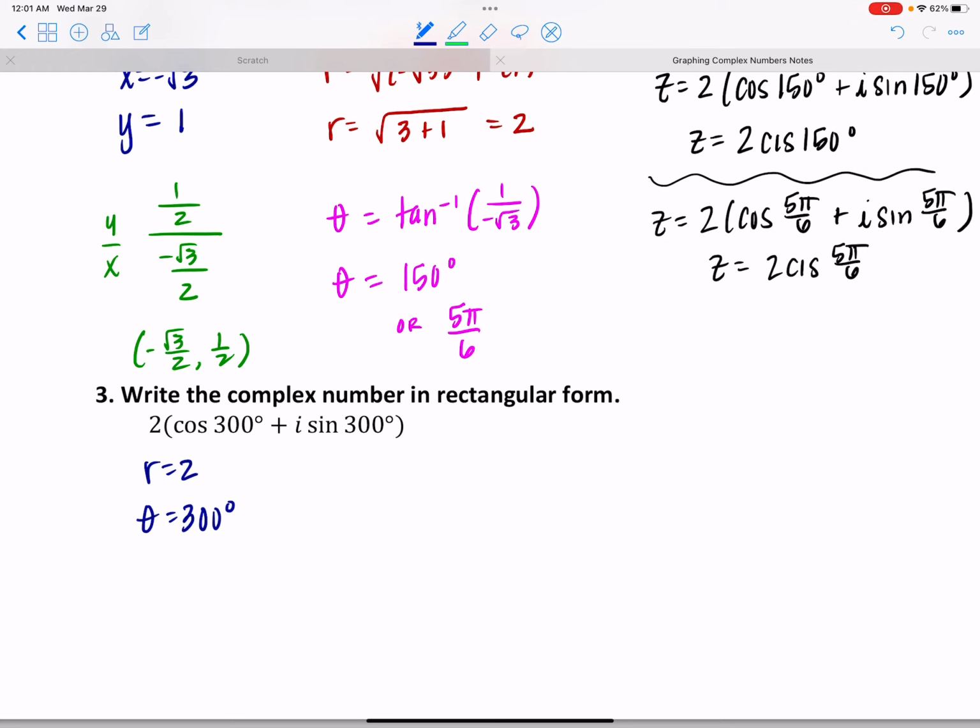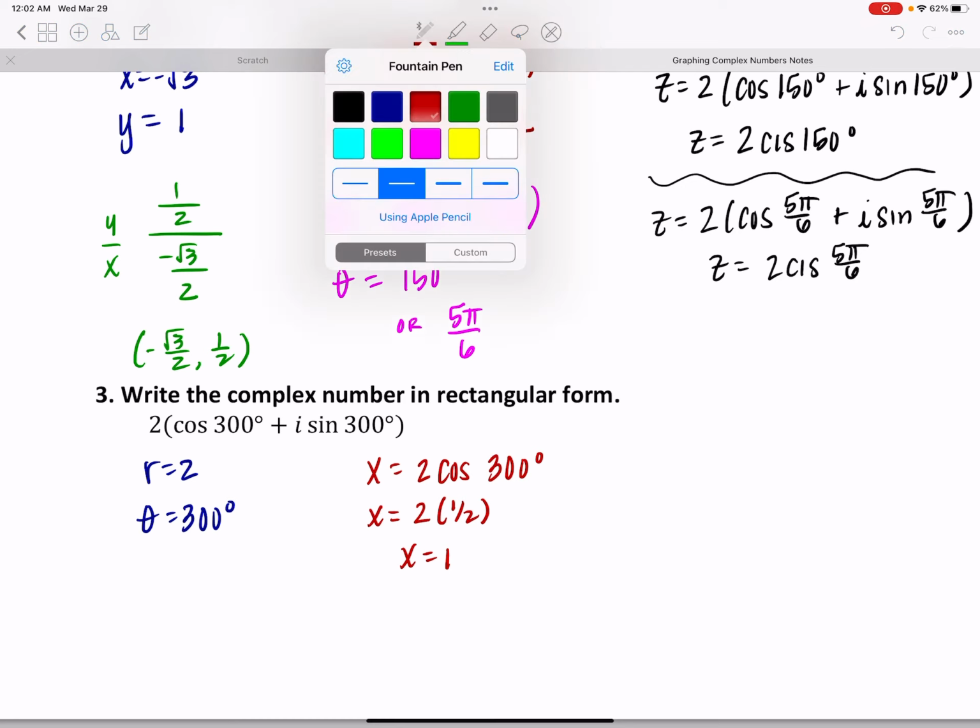But we remember that x is r times the cosine of theta, so r times the cosine of 300 degrees, and that's going to be 2 times, let's see, cosine of 300, that's a 60 degree, that's a 1/2, but it's in quadrant 4, so that's still positive, so 2 times a half, which means our x value is going to be 1.